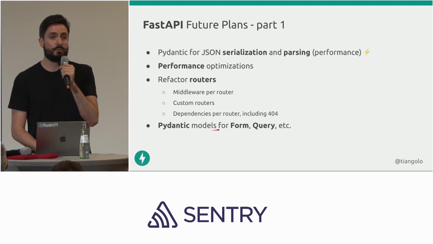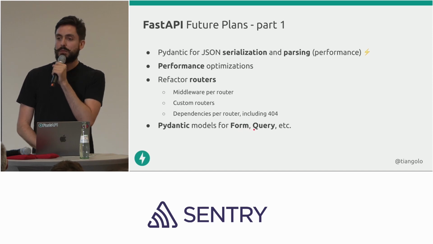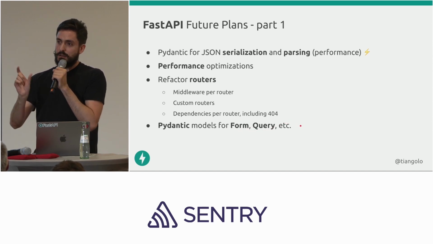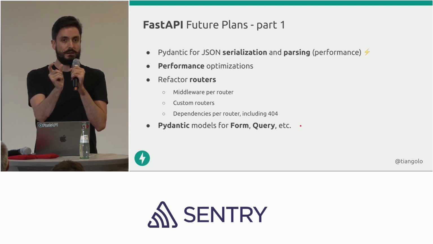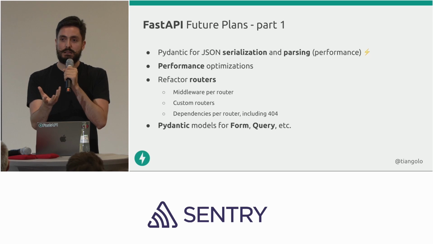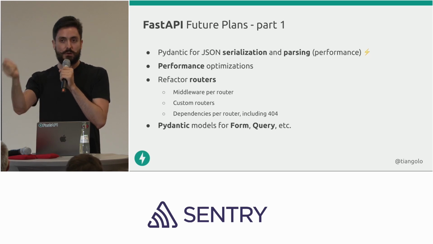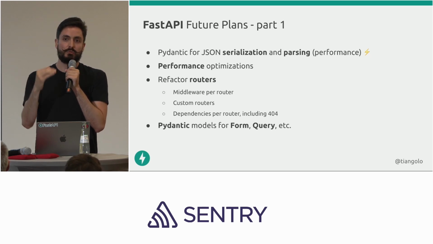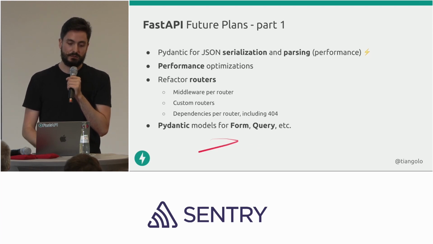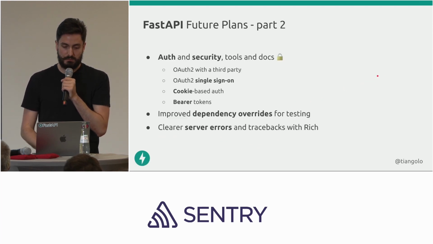Also, Pydantic models will have support for defining form parameters, query parameters, cookie parameters, headers, all that stuff. Right now, you can define the types, and you can define a single parameter and say this comes from the query. But you cannot define that this whole Pydantic model should be extracted from the query. So it's not as easy to reuse a set of these fields. This is going to also come to FastAPI.